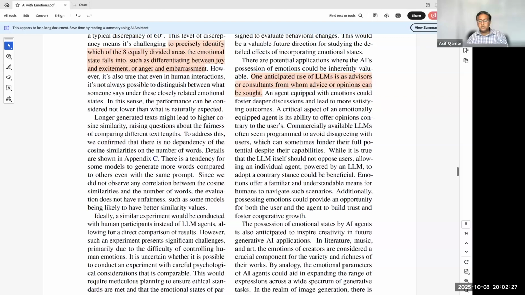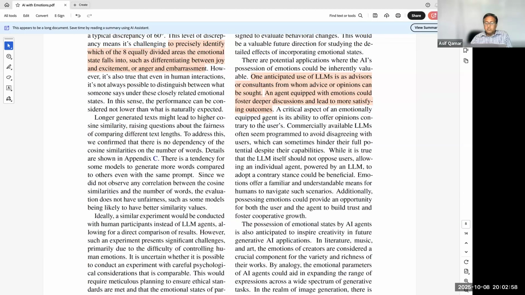So there are potential applications where the AI's possession of emotions could be inherently valuable. One anticipated use of LLMs is as advisors or consultants from whom advice or opinions can be sought. Interesting. An agent equipped with emotions could foster deeper discussions, right? We saw that. I took that as a note in the diagram.